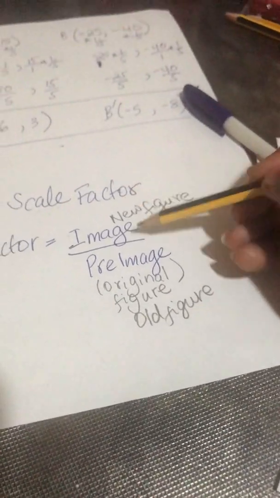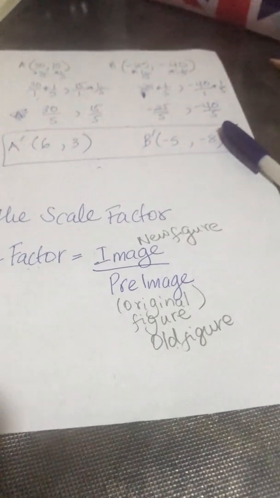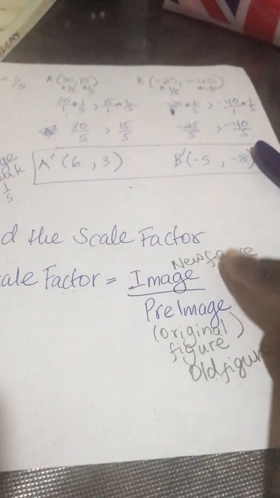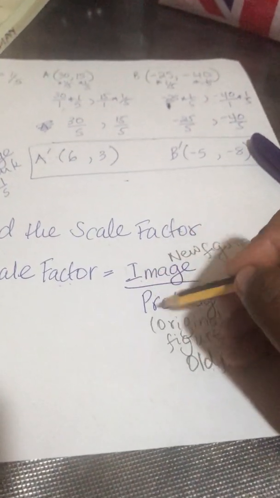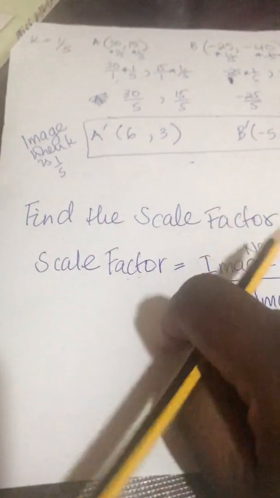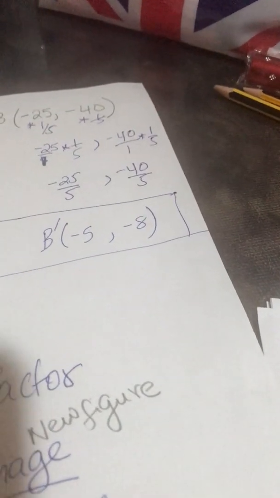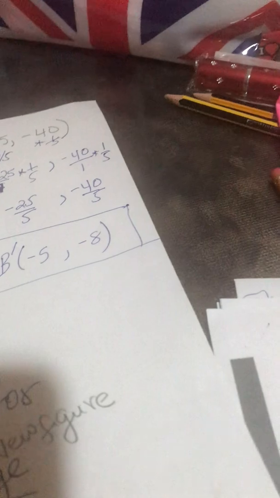So new divide old gives you scale factor, okay? New divide old. Remember this, you cannot forget. Image over pre-image. I over P gives me S. You cannot forget that. So let's do an example so that you see.